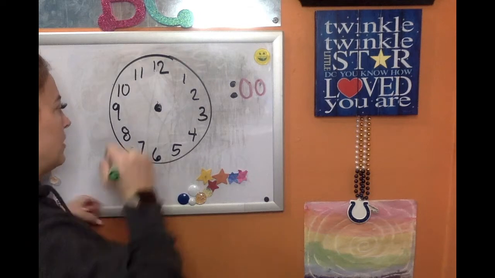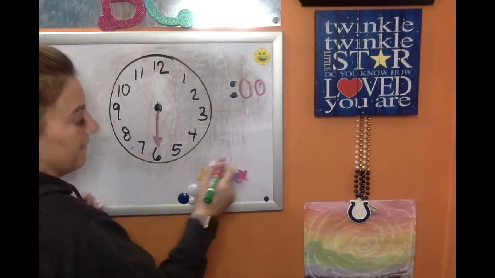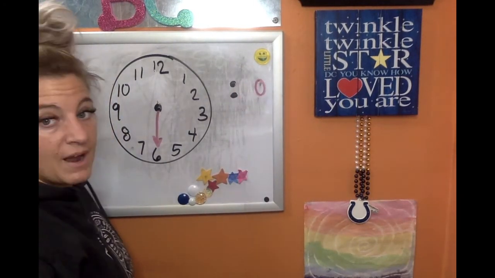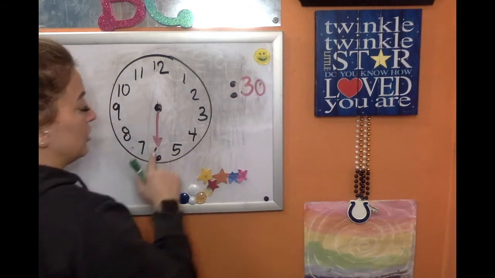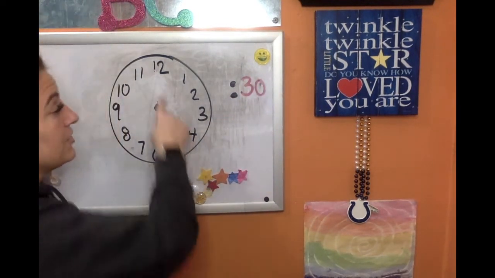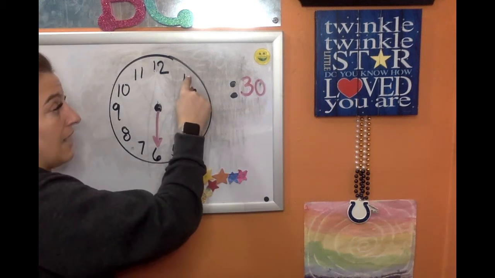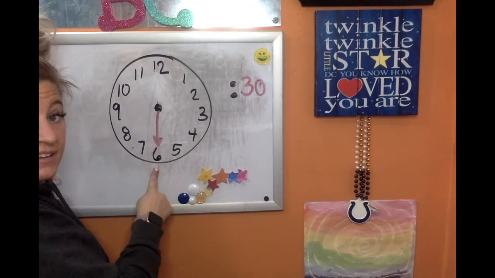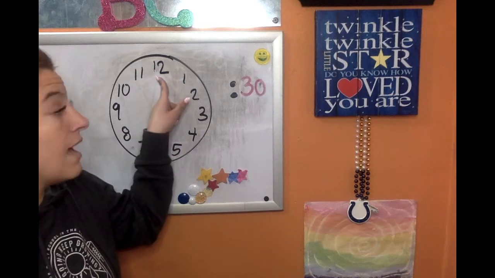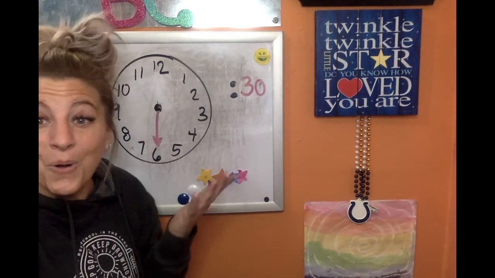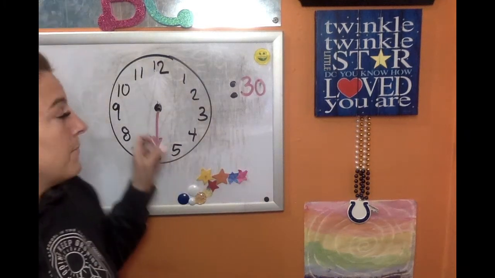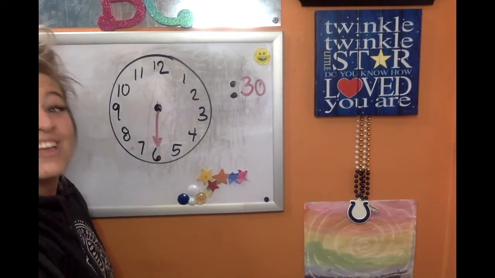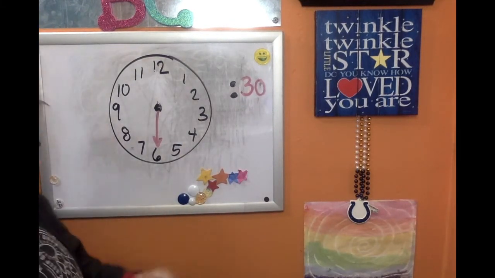Whoops, that's the hour hand one. The 6, does it say 6? Not when it's the minute hand. It says 30. Because when the minute hand is touching a number, we count by 5s. 5, 10, 15, 20, 25, 30. So when the minute hand is touching the 12, it says o'clock, and it's a 0 and a 0. But when the minute hand is touching the 6, it says 30.